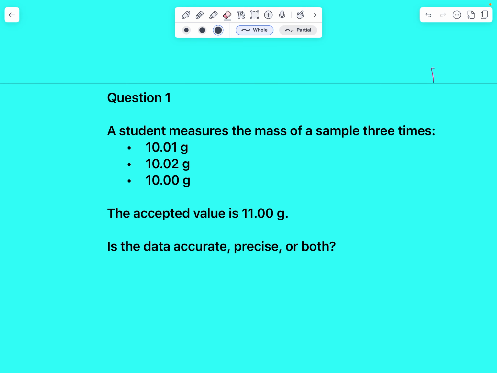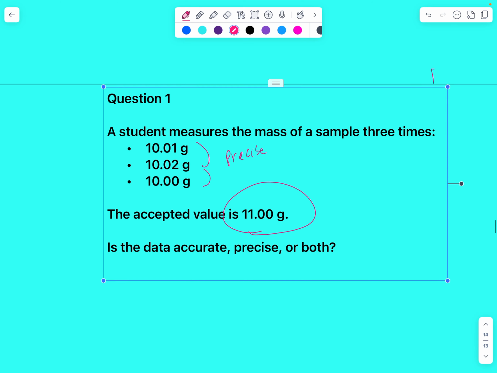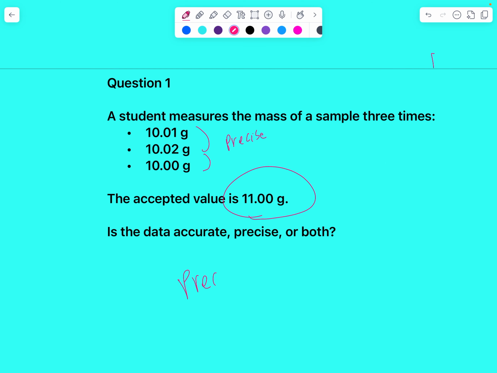A student measures the mass of a sample 3 times: 10.01 grams, 10.02 grams, 10.00 grams. The accepted value is 11 grams. Is the data accurate, precise, or both? So the values are very close to each other, right? They're all 10.0-something. So they are precise, but they are far from the accepted value, so they're not accurate. So I would just say the answer is precise.